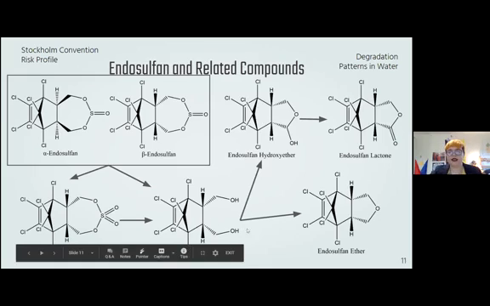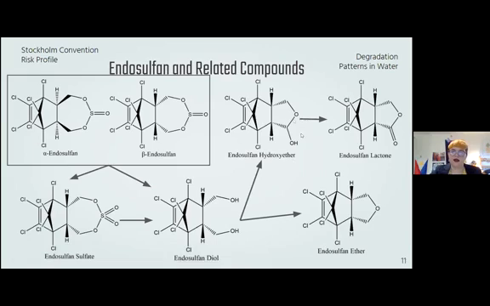Endosulfan diol degrades into endosulfan ether, creating the ether group on the end here. Endosulfan diol can also degrade to hydroxy ether, giving you the ether and your hydroxy group. And the endosulfan hydroxy ether can degrade into endosulfan lactone, where you have your ether and the ketone making a lactone group.